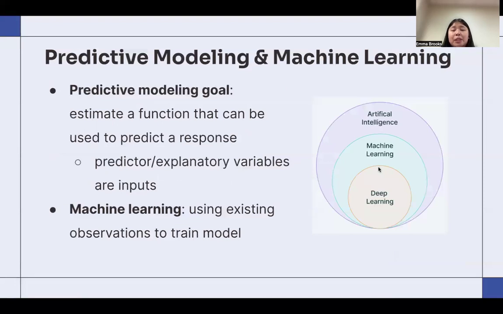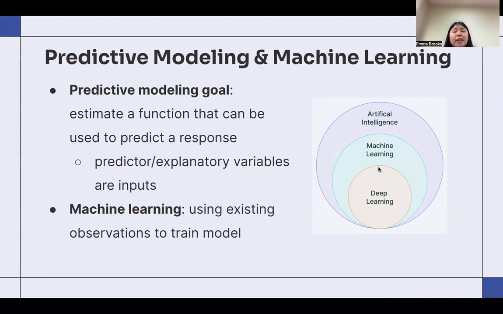So, predictive modeling and machine learning. The goal of predictive modeling is to estimate a function that can be used to predict a response. And we have inputs into this function that are our predictor and explanatory variables. In this project, the response is the treatment days we're trying to predict, and our predictor variables are the patient characteristics. And there are many ways to do predictive modeling, such as linear regression, where we have a function that we can write down, but there are also ways such as random forest where we cannot write down this function.